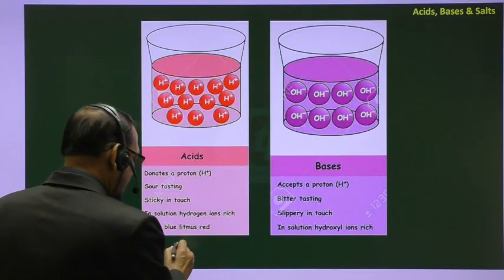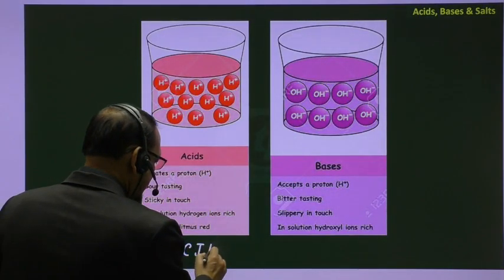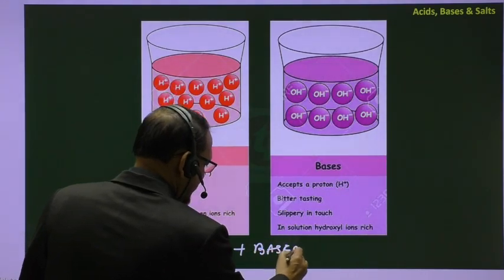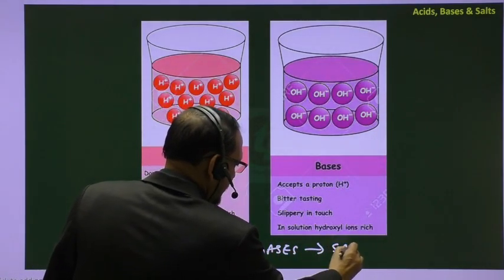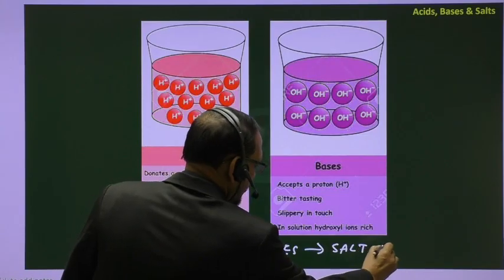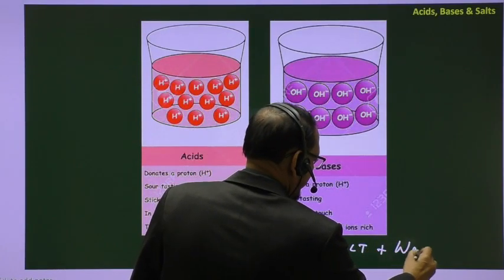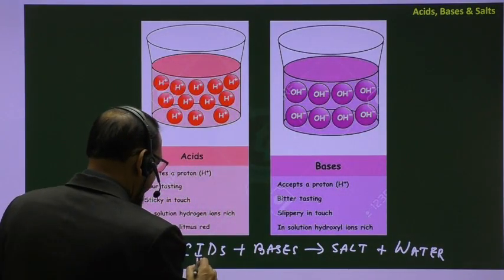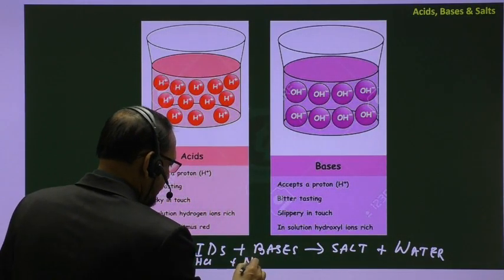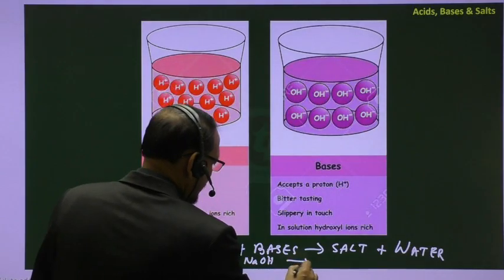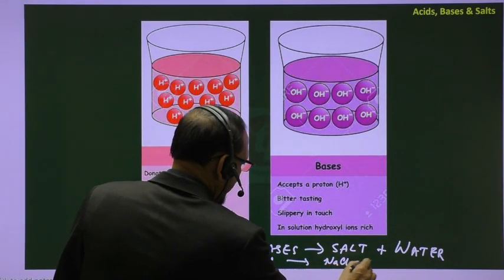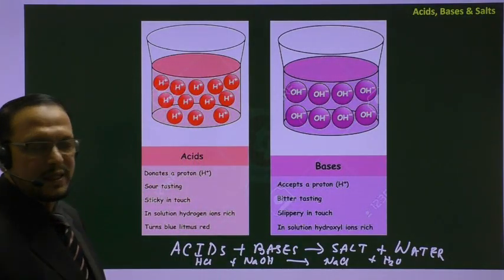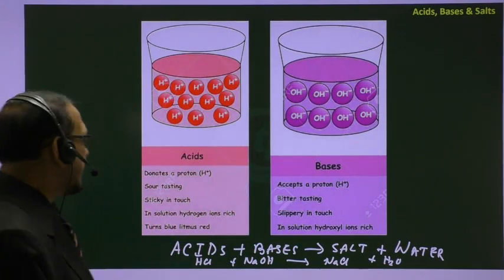Acid plus base reacts to give salt plus water. One example we can write: HCl, base NaOH, and the salt formed is NaCl and water. There are lots of examples. When we do the reactions, then we will discuss.